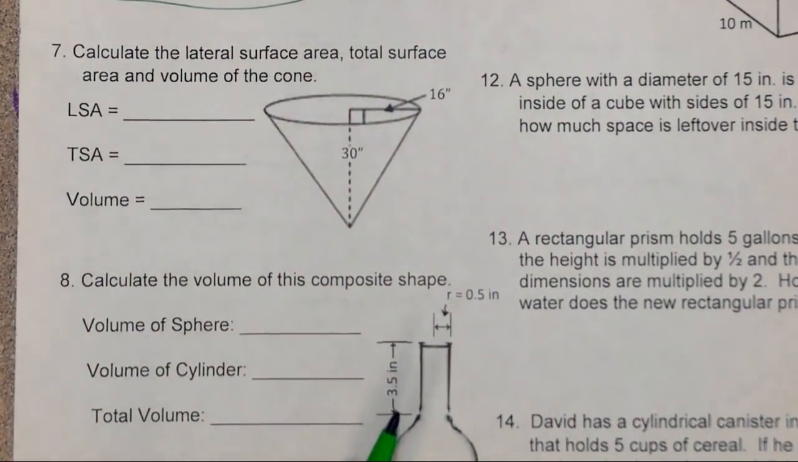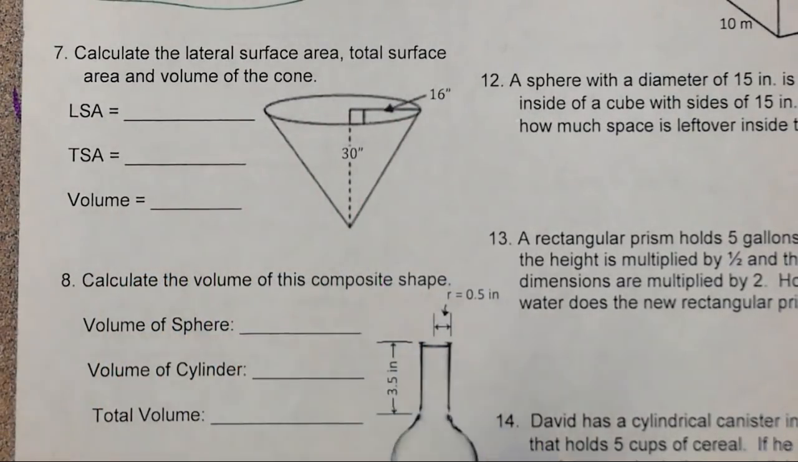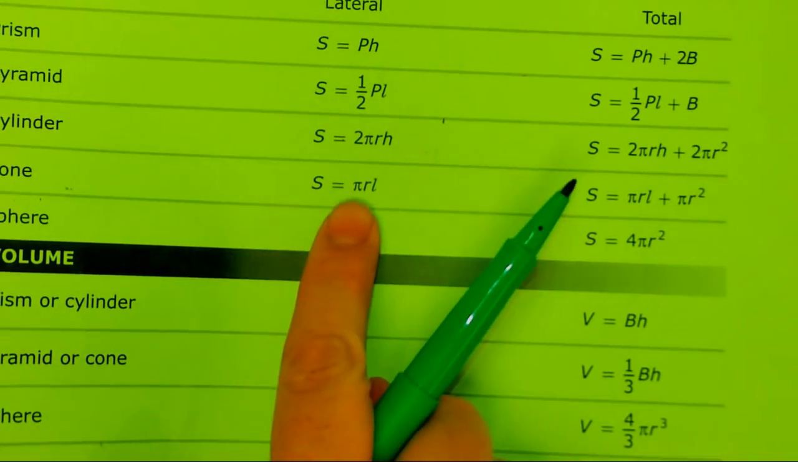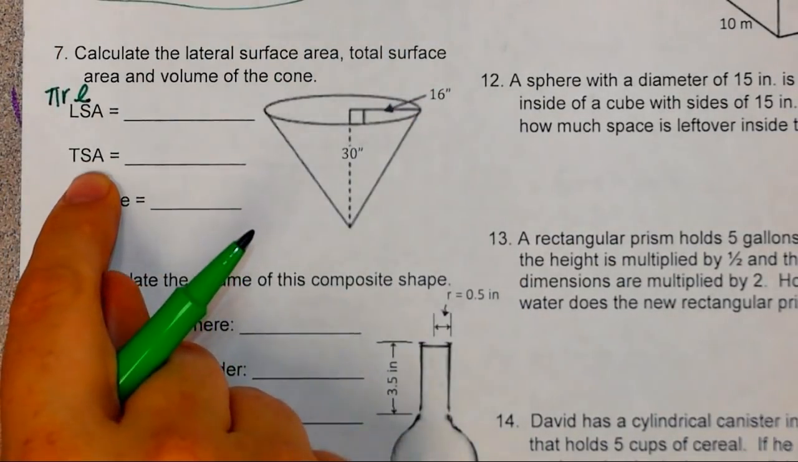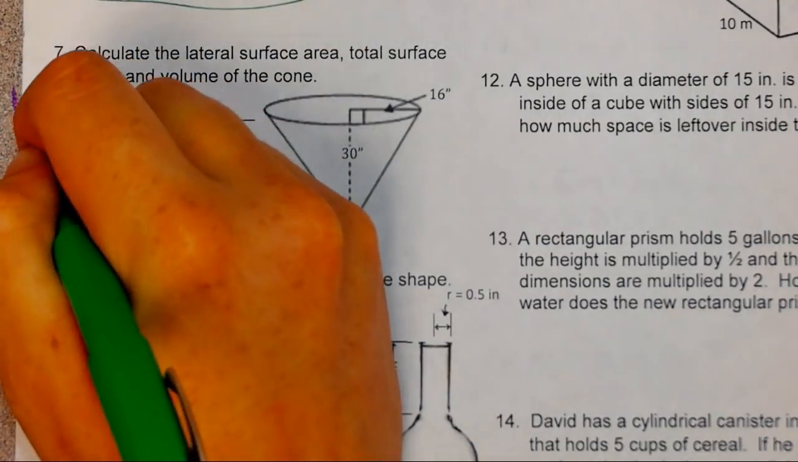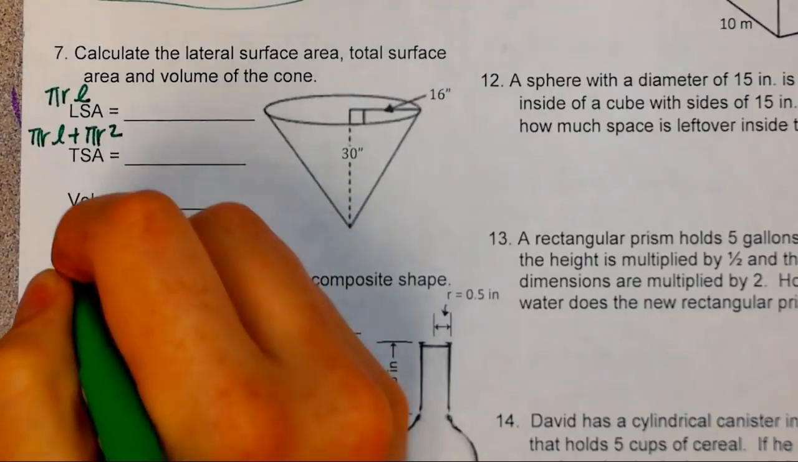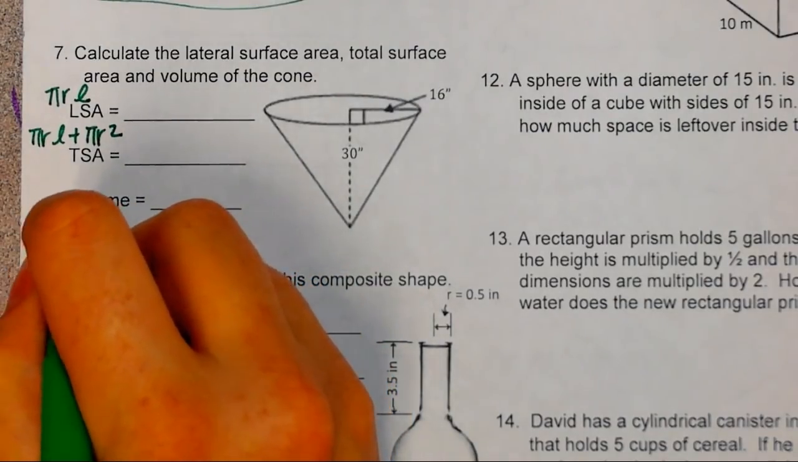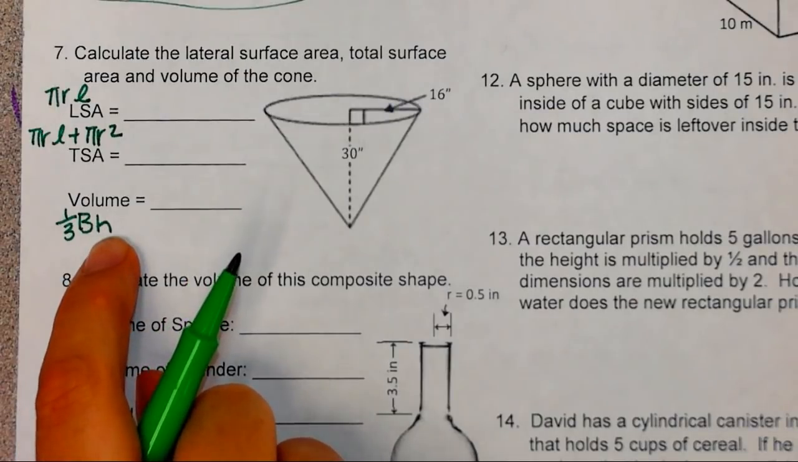Calculate the lateral surface area, total surface area, and volume for the cone. All right. So cone. Lateral is pi RL. Total is pi RL plus pi R squared. And volume is 1/3 area of the base times the height.